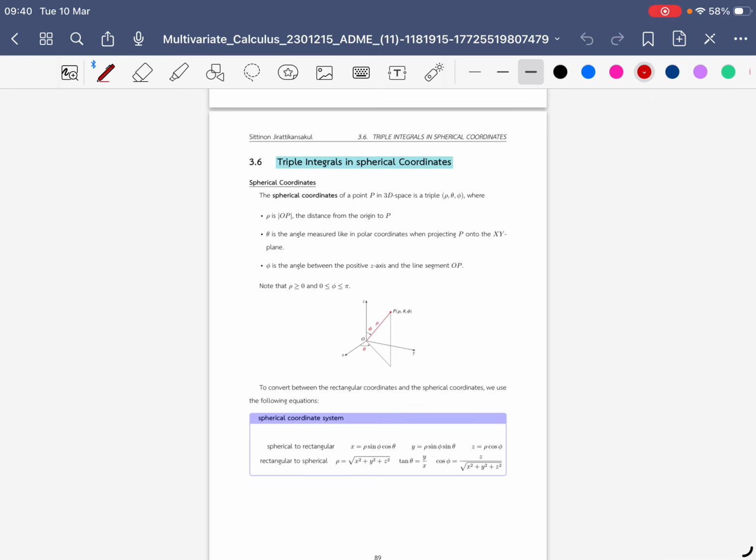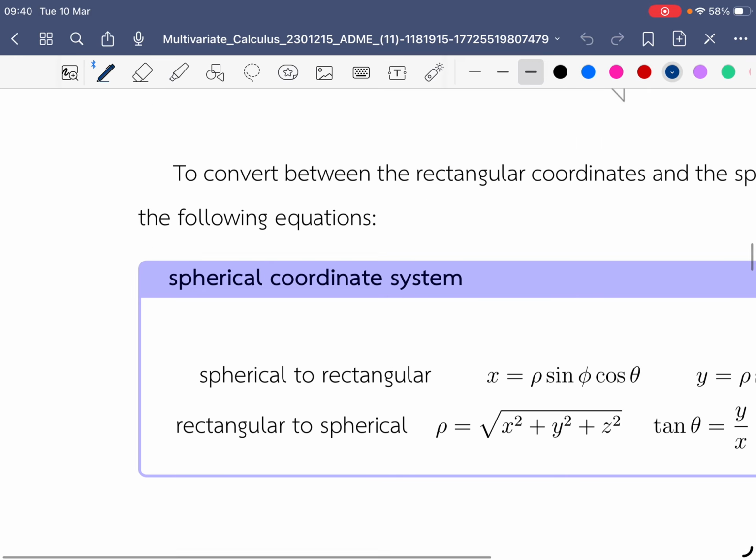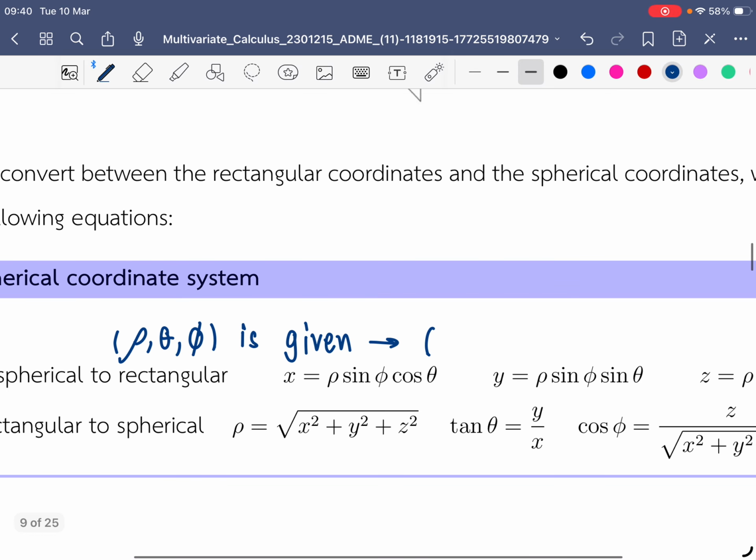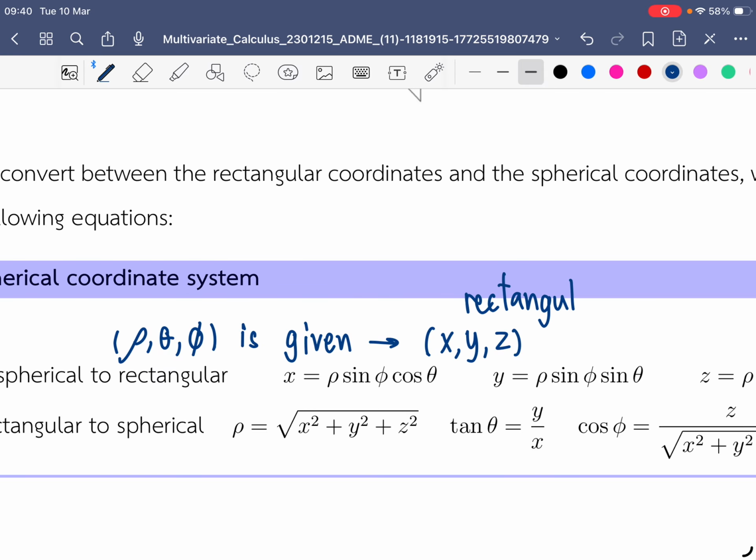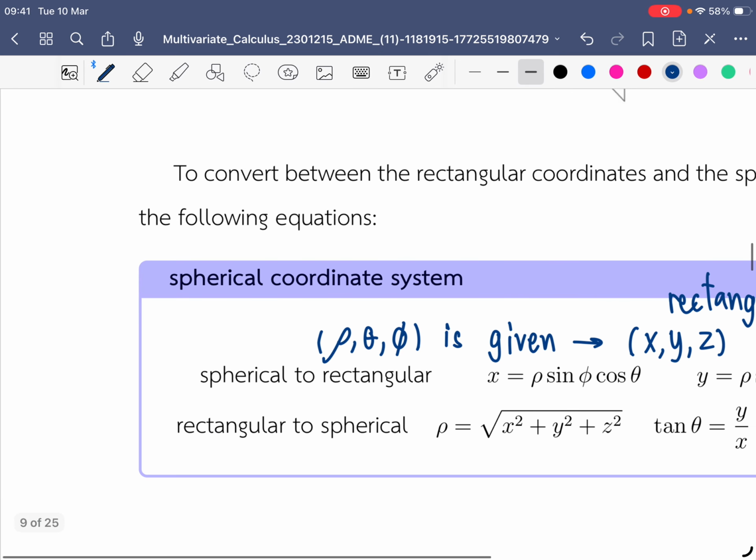Change this into x, y, z, from the spherical to rectangular. That's your first line. Your x is going to be rho sine phi cos theta, y is rho sine phi sine theta, and z is rho cos phi.